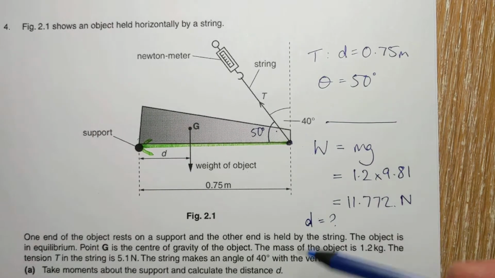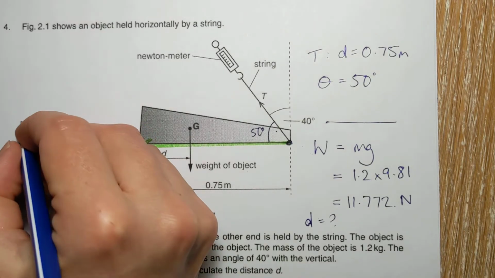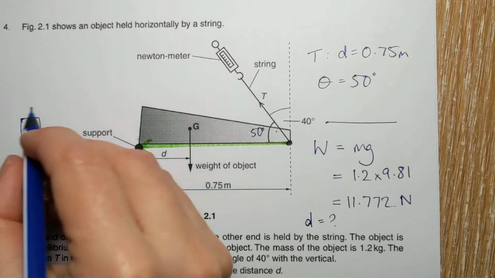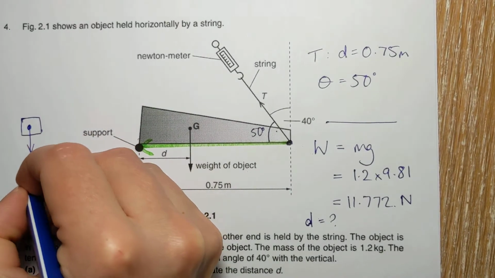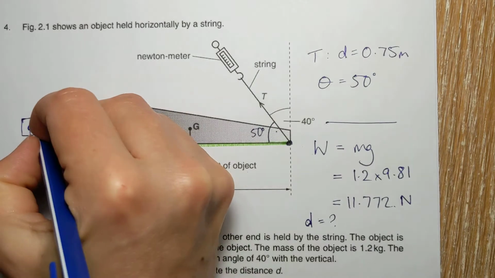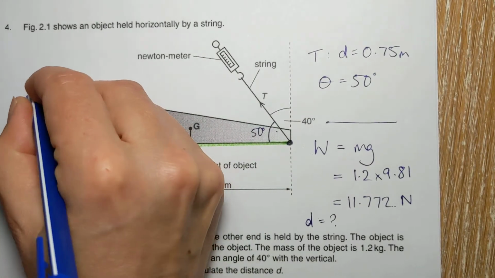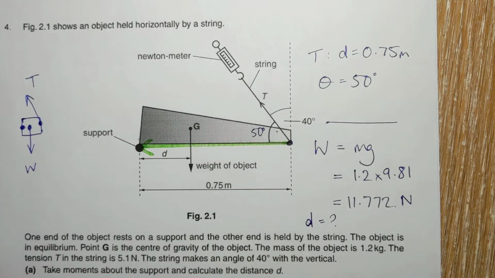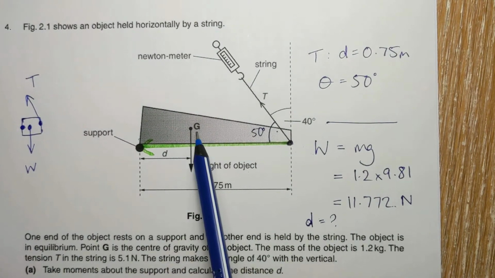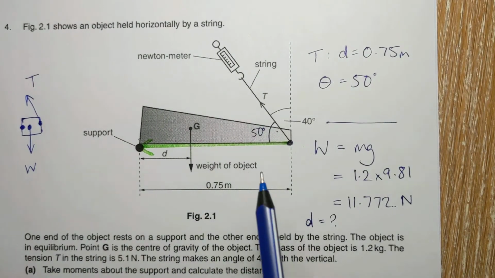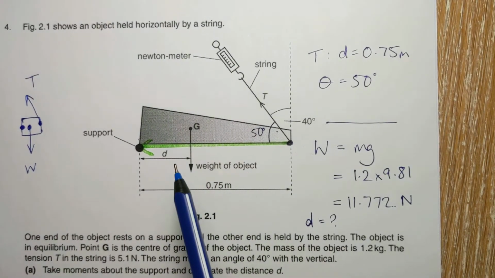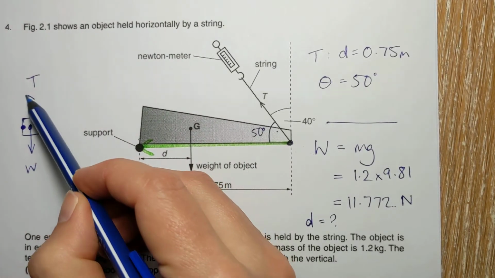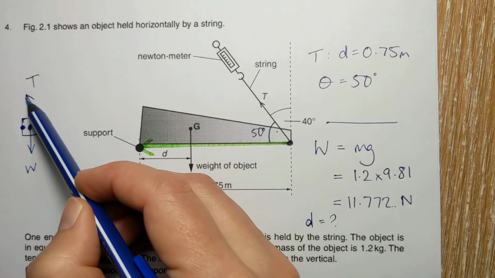So now we've finished thinking about moments, and now, as usual, at the end, we're thinking about forces again. And so on our object, we've got a weight force vertically downwards. We've got a tension force at an angle, and then we've got this other force, a normal contact force. Now, the object is in equilibrium, it's not accelerating, and that means that all the forces on it must add up to zero.